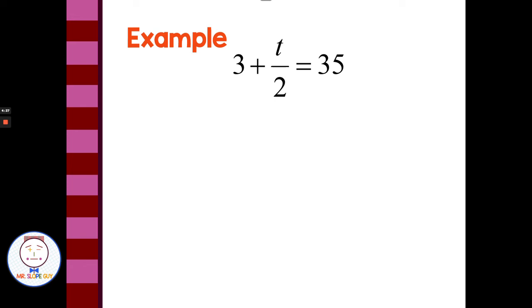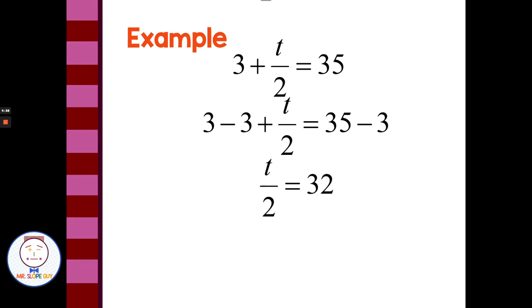Now, some of them are given in a different order. This one looks a little unusual because I have the t over 2 and the plus 3 in the front, but don't let this order confuse you. We can still start by isolating this t over 2, or t divided by 2, by subtracting 3 from each side. And when I subtract 3 from the left side, that'll just leave t over 2, which is t divided by 2.